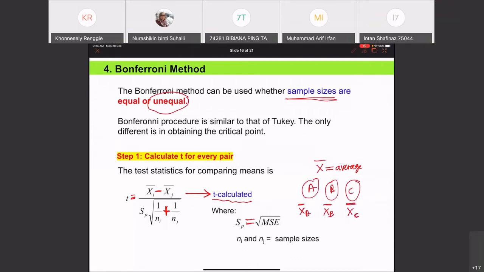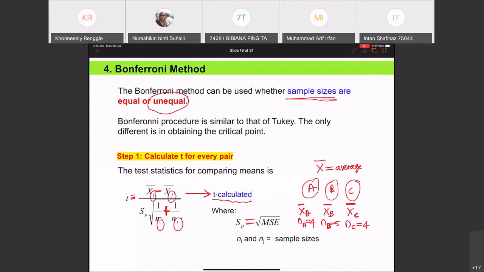Also, because now we are talking about unequal sample sizes, you have to expect that each of these perhaps has a different sample size. So it has N_A, N_B, and N_C. Let's say N_A is 4, N_B is 5, and N_C is 4 again. So it has unequal sample sizes. What is meant by the symbols i and j here is any two samples that you are comparing at that particular point.